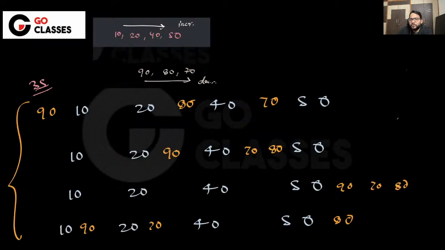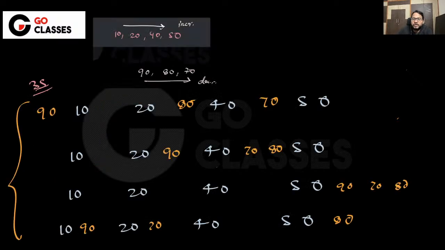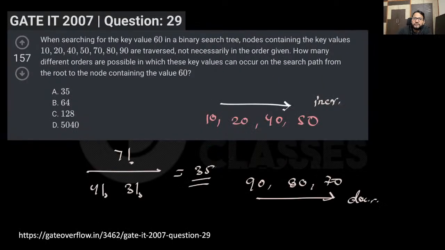90, 70, 80 is not possible because once you get 90, then you will go into left of it. You get 70, then you will be going to left of it, and then you cannot get 80 now. You have to get something which is lesser than 70. So Rohit is saying 90, 70, 80. No, that is not possible. Okay. So I hope you understood this. Yeah. So that is one question that we wanted to solve today.